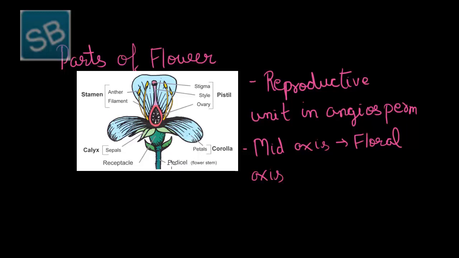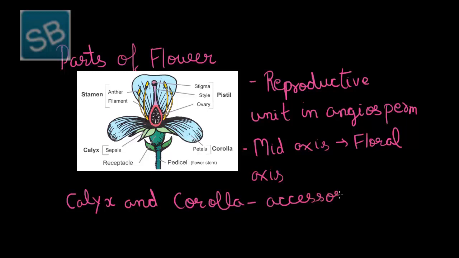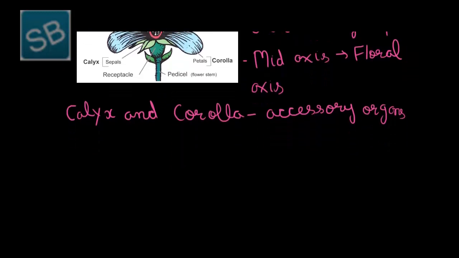Now a typical flower basically consists of four important whorls, that is calyx, corolla, pistil and stamen. The components of all these whorls are arranged concentrically on thalamus. Out of this, calyx and corolla are called accessory organs of the plant because these organs do not directly involve in the process of pollination and fertilization.